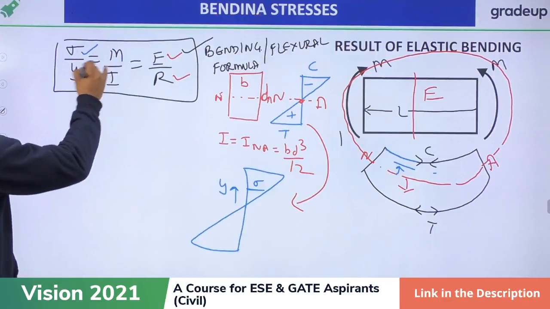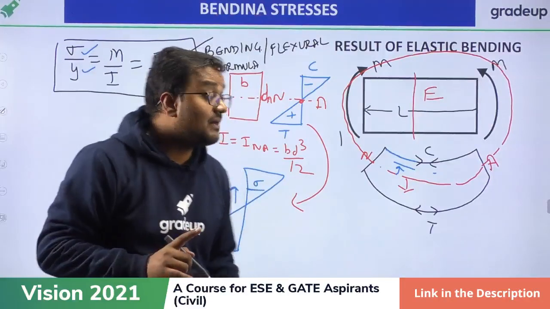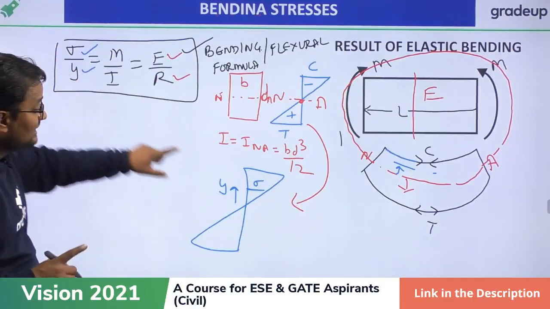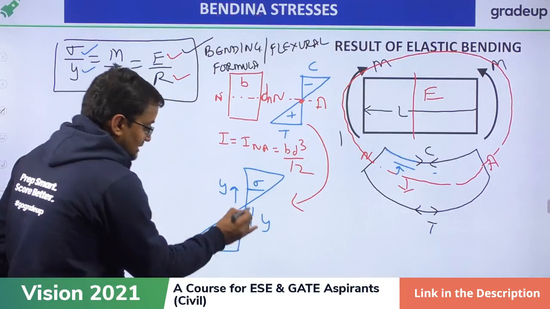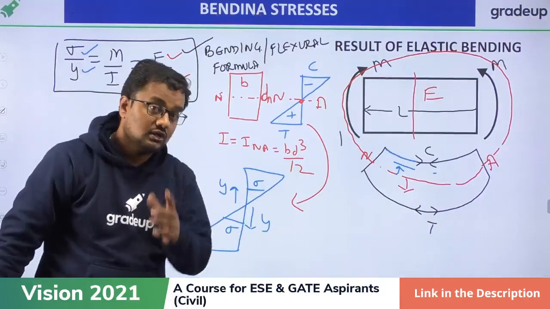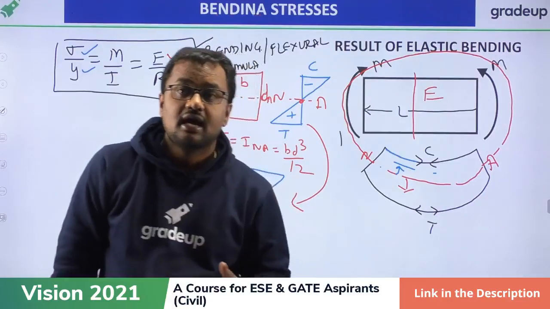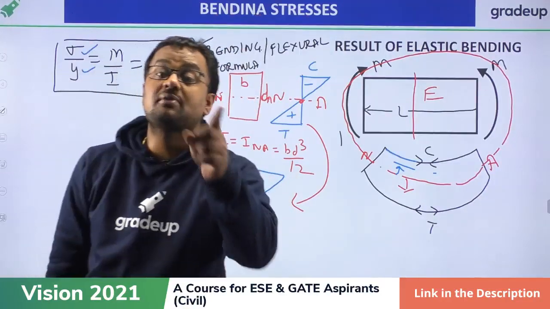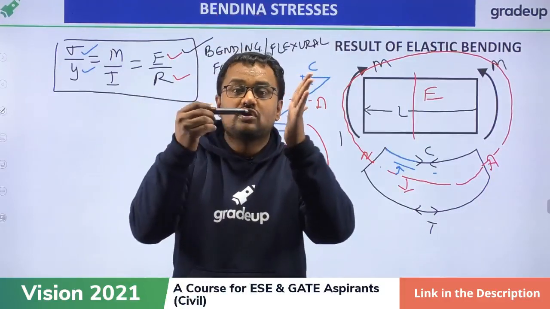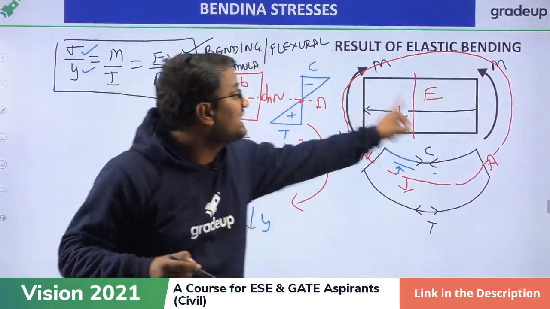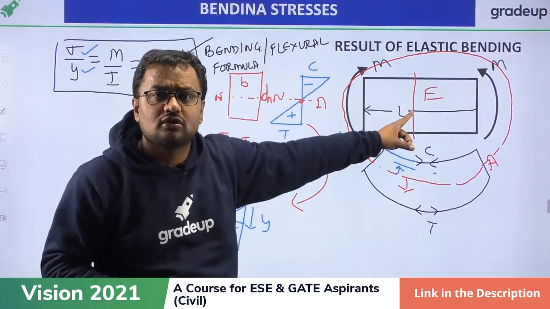Sigma is the stress at y distance above or below the neutral axis. My dear friends, sigma is the stress at y distance above the neutral axis, and this sigma is bending stress. I have not applied force P. Force is equal to P by A, but I have not applied P force on this beam.